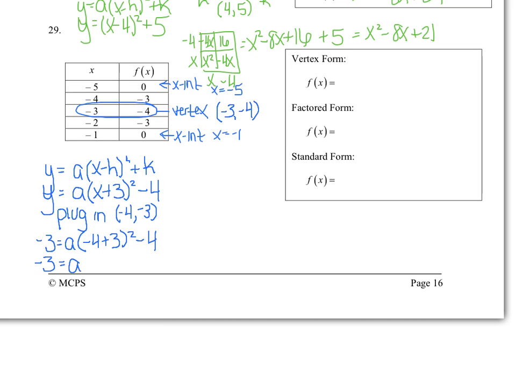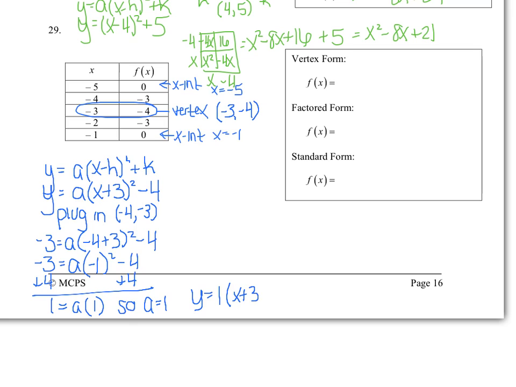-3 equals a times -4 plus 3 squared minus 4. -3 equals a. -4 plus 3 is -1 squared minus 4. I'm going to add 4 to both sides to get 1 equals a times -1 squared is 1. So a equals 1. This means our vertex form is y equals 1 times x plus 3 squared minus 4, which in the end gives us x plus 3 squared minus 4.